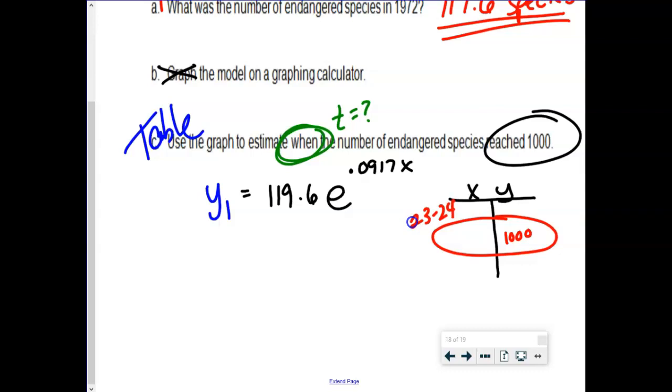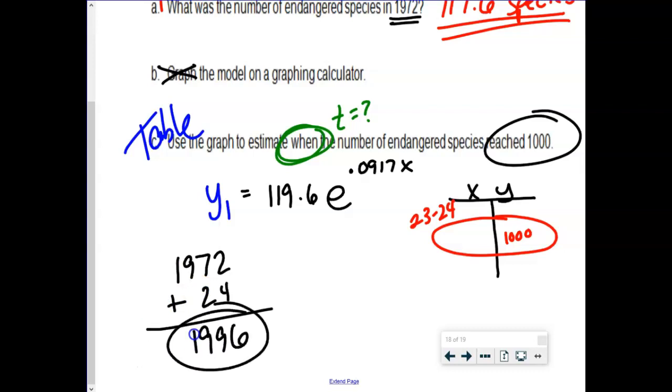Okay. So, what does that mean for my problem, though? Because it's 23 to 24 years after the model started. So, if this model starts in 1972, and let's just round up to the 24th year. 1996?